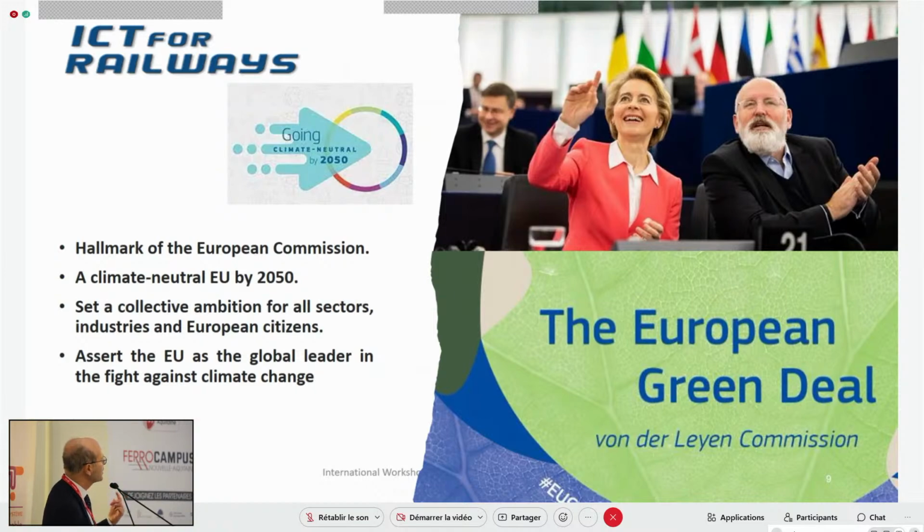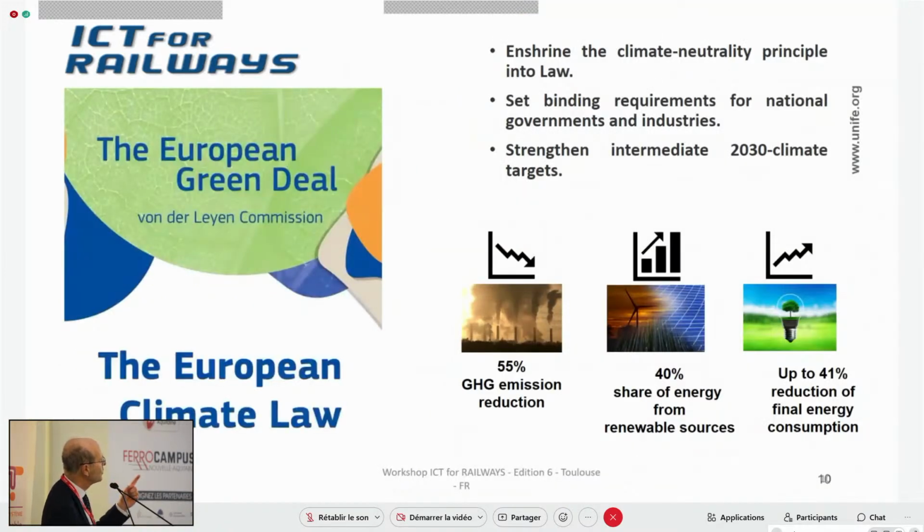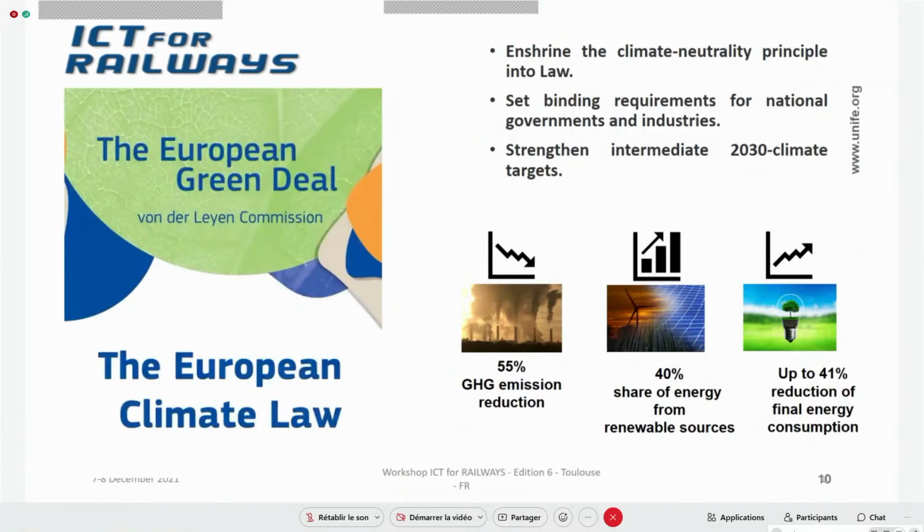If you go to the next slide, you have to know that the Commission is putting a lot of pressure on the member states. By 2030, they want a reduction of GHG emissions by 55%, a 40% share of energy from renewable resources, and up to a 41% reduction of final energy consumption. That means the effort will be extremely challenging for us, but still this is good pressure coming from the Commission.